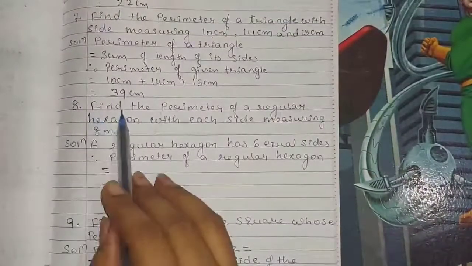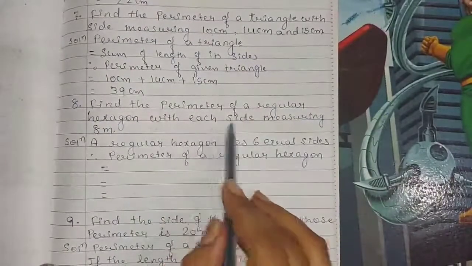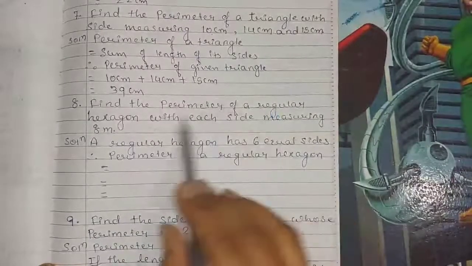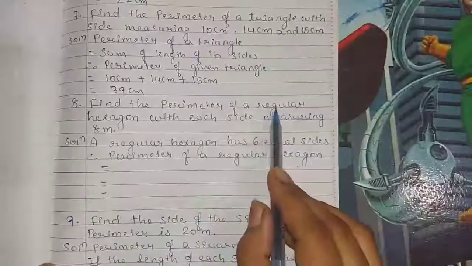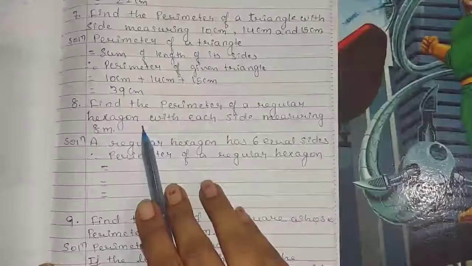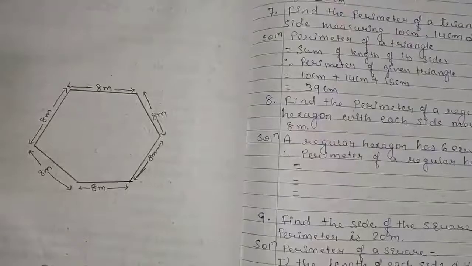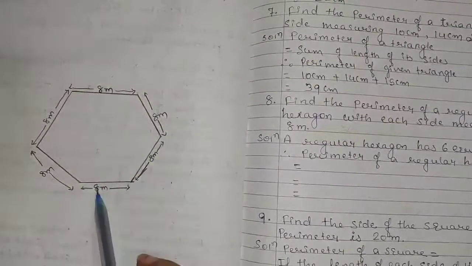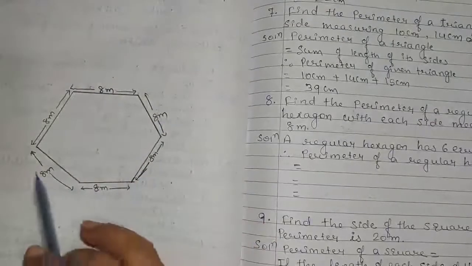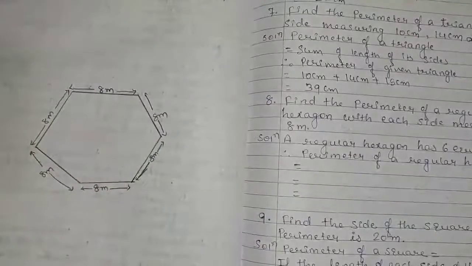Question number 8. Find the perimeter of a regular hexagon with each side measuring 8 meter. First of all, what is a regular hexagon? Regular hexagon means all 6 sides are equal. Hexagon has 6 sides. Here, this is the shape of a hexagon, and in the question each side is 8 meters. So all 6 sides are of 8 meter. 1, 2, 3, 4, 5 and 6. So all 6 sides are of 8 meter.